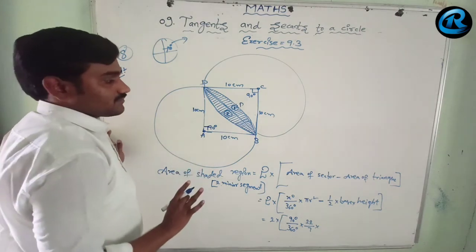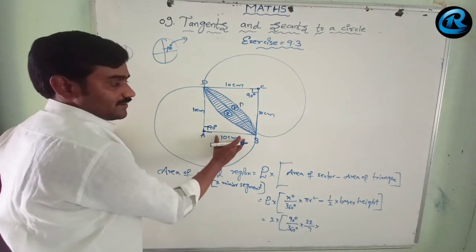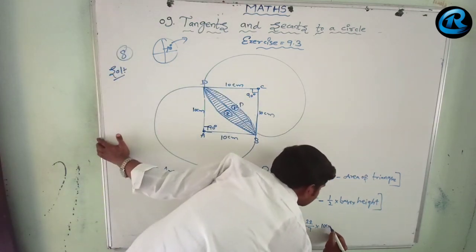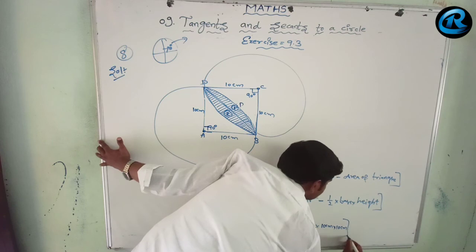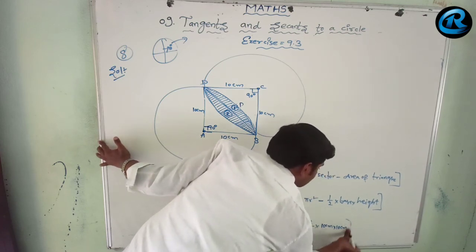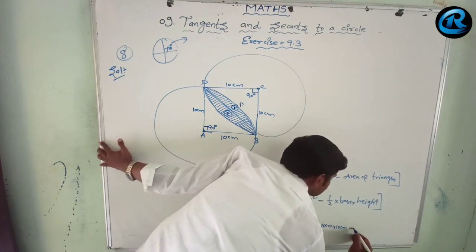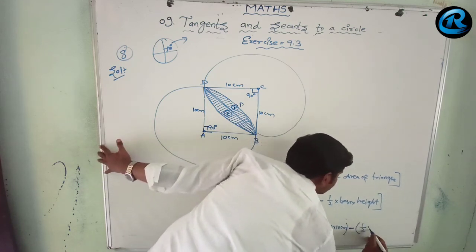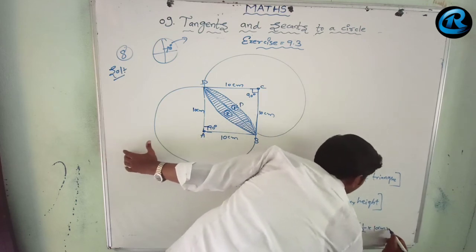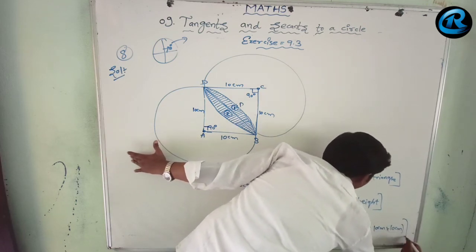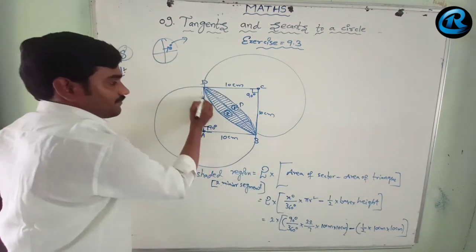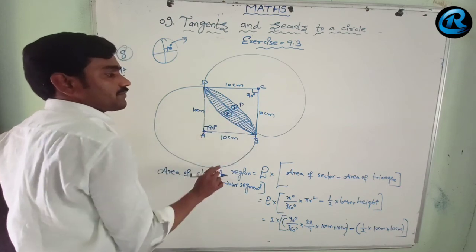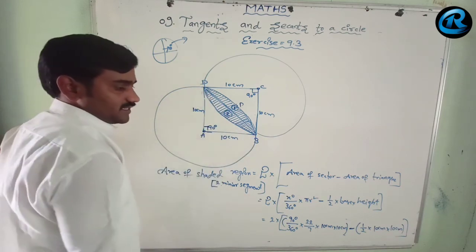The radius is 10 centimeters. ఇదే కదా రేడియస్, సర్కిల్ కు రేడియస్ 10 centimeters. 10 centimeters into 10 centimeters. ఓకే, మైనస్, దీన్ని ఒక బ్రాకెట్ రాసేయండి. మైనస్ 1/2 into base is 10 centimeters and height also 10 centimeters of the triangle. ఈ ట్రయాంగిల్ యొక్క బేస్ హైట్ 10 centimeters, 10 centimeters.